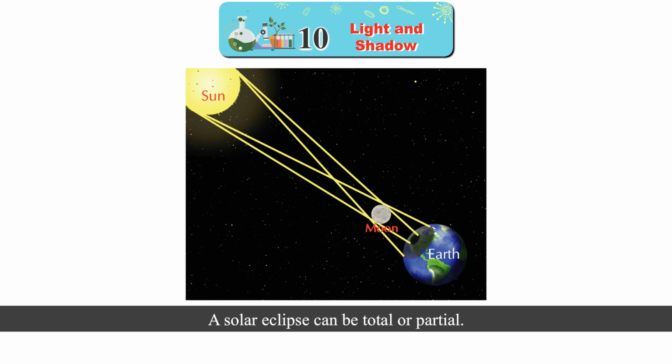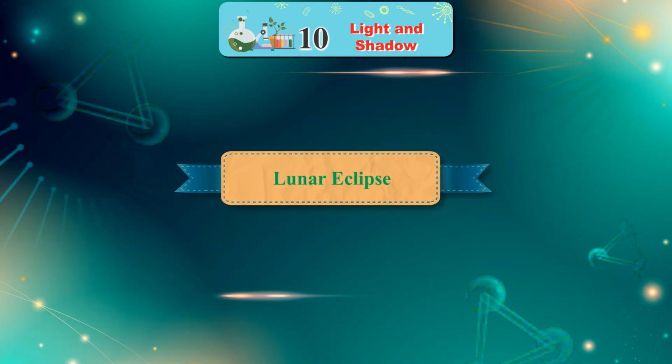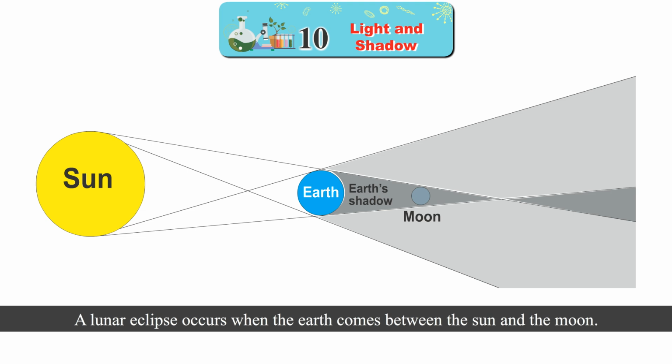A solar eclipse can be total or partial. A total solar eclipse occurs when the sun cannot be seen at all. A partial solar eclipse occurs when a part of the sun can be seen. Lunar eclipse. A lunar eclipse occurs when the earth comes between the sun and the moon. The earth's shadow falls on the moon. People on the earth cannot see the moon.